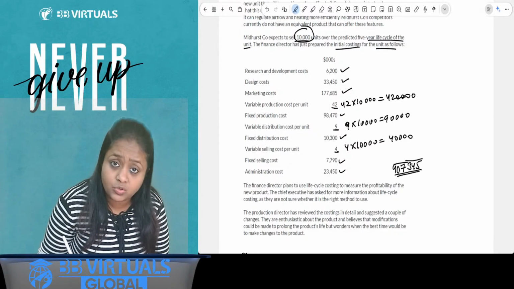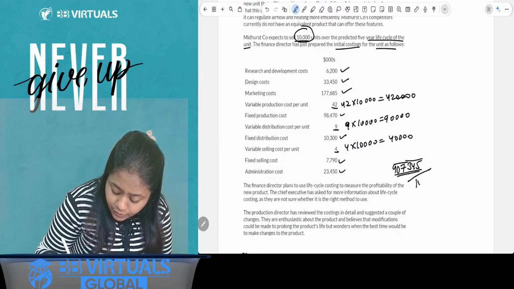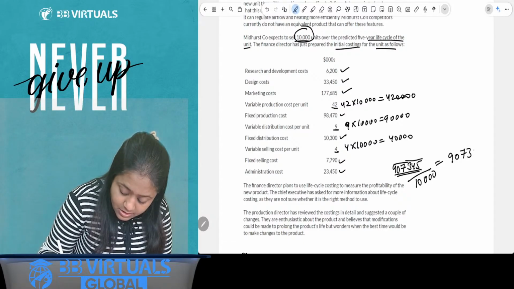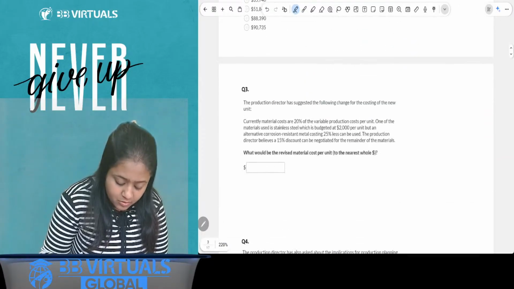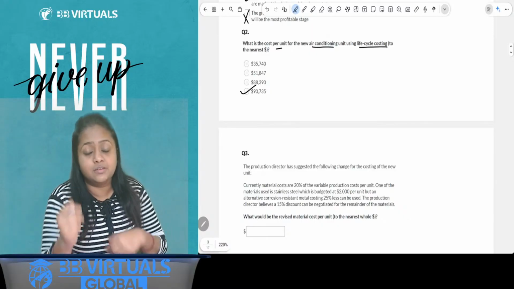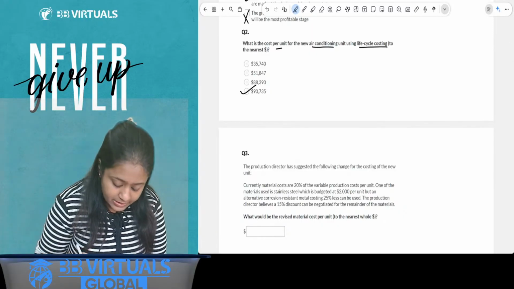Okay, now this is the total life cycle cost, and I will divide it by the number of units, 10,000. So I will get my cost as 90,734.5, right? Which is my life cycle cost per unit. So 90,735 is the correct answer, because it is the cost per unit rounded off. Okay. Now the next one.